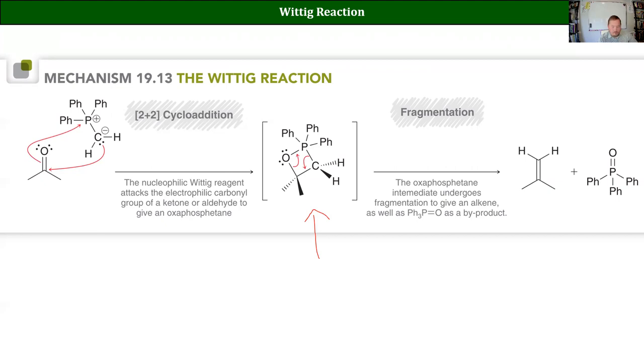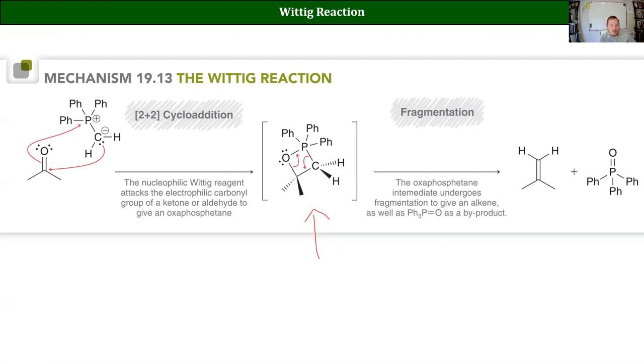You wind up with our carbon that was the nucleophile attached to the other carbon, our carbonyl carbon. They get kind of hard to keep track of, which carbon is which at this point, if you're not careful. And then your oxygen gets attached to the phosphorus. And oxygen-phosphorus bonds are generally even more stable than oxygen-carbon bonds.